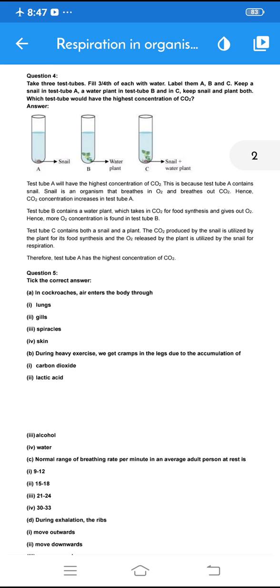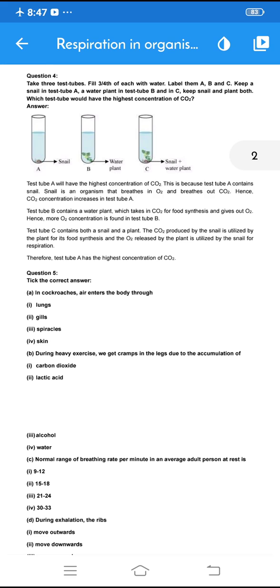Dear students, in the previous class I was discussing with you the exercise part of lesson 10, that is respiration in organisms. In the previous class I discussed questions 1, 2, 3 of the exercise. So today, let us continue the remaining part of the exercise. Let me start with question number 4.